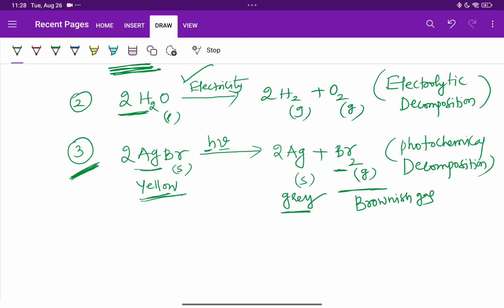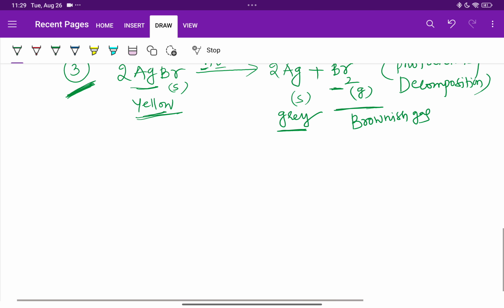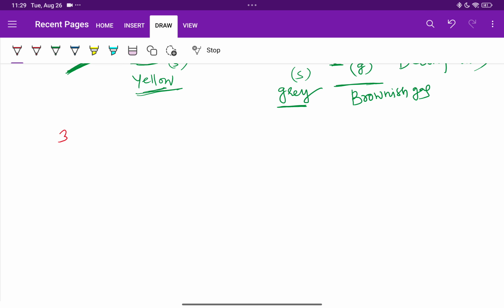Here the bromine is a brownish gas. Very very important: bromine is a non-metal, atomic number 35, mass number 80, and it is a halogen. Then the third type of chemical reaction, very familiar, is displacement reaction.